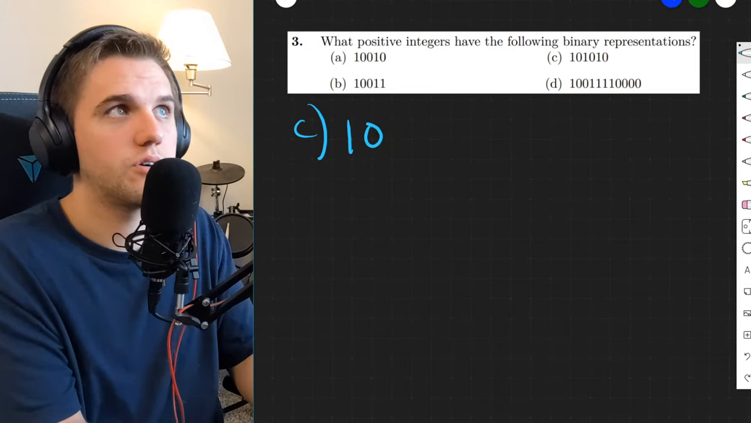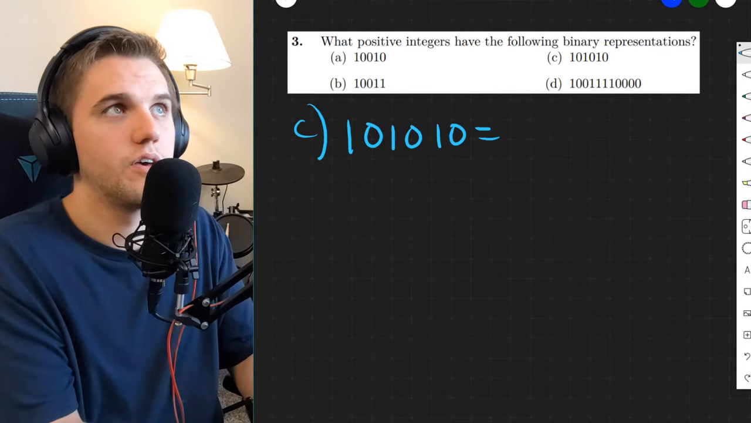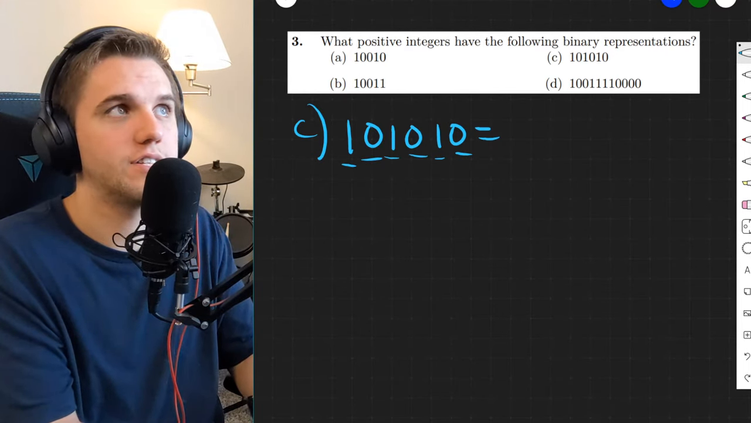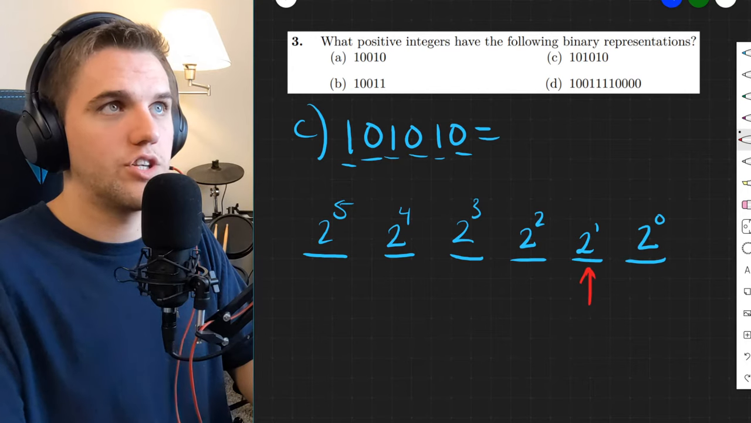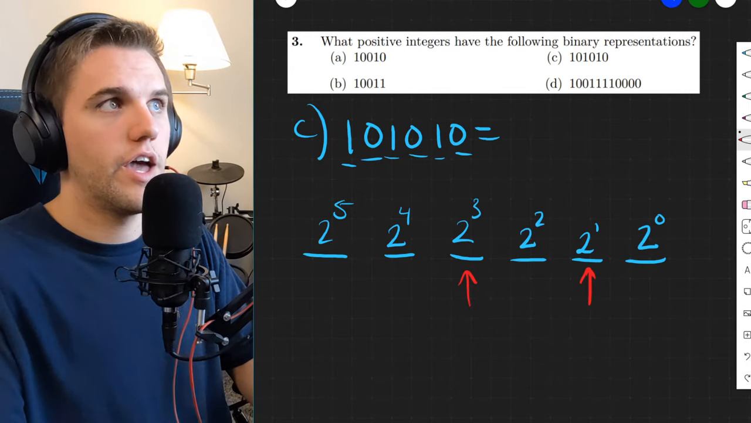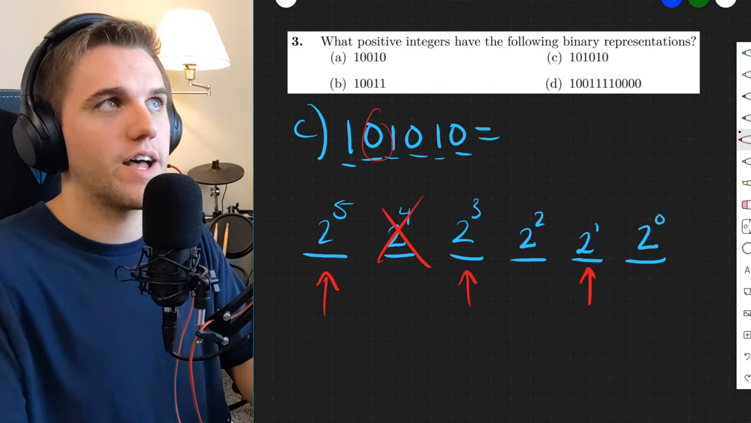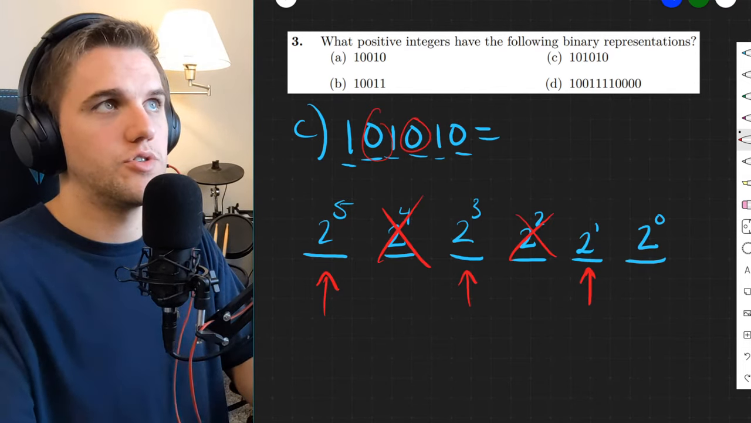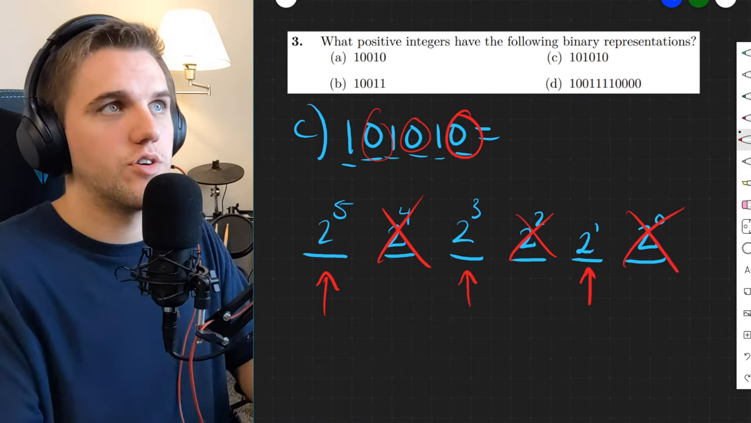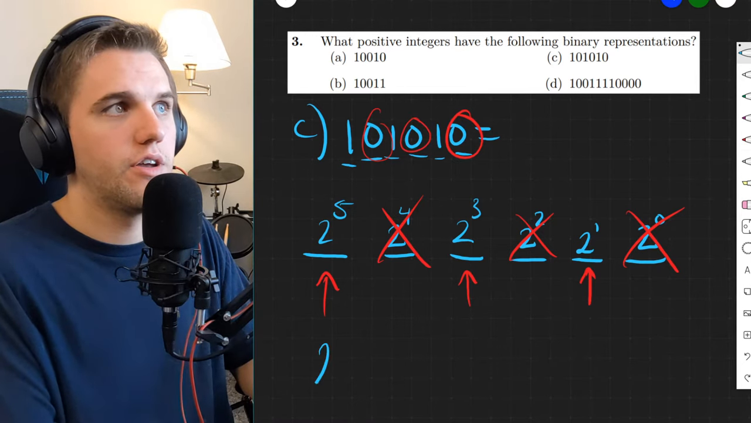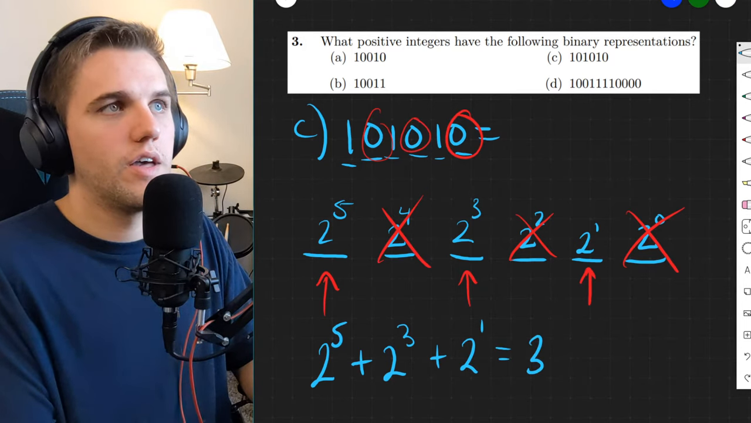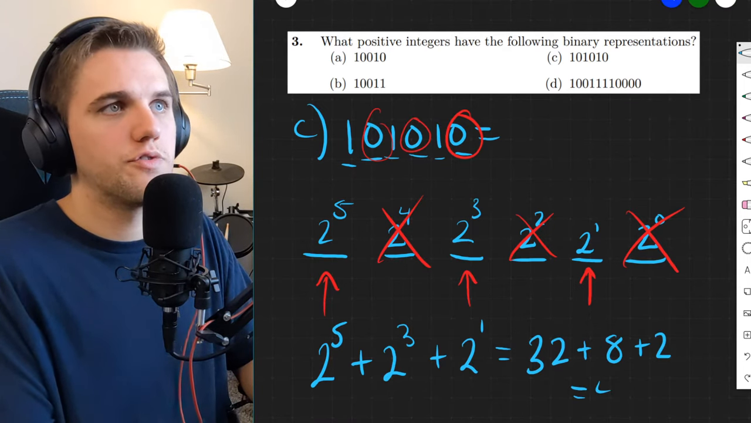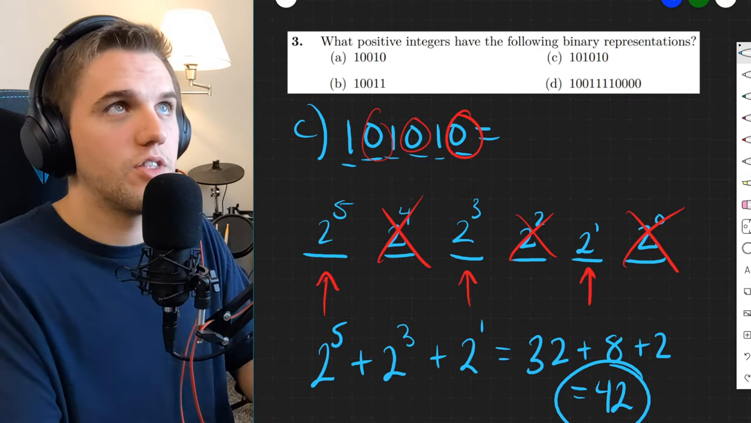Let's do part C, 101010. So now I have 1, 2, 3, 4, 5, 6 powers of 2. I don't want to add all of them. I just want to add 2 to the power of 1, 2 cubed, and 2 to the 5th power. I don't need 2 to the 4th power because of that 0. This 0 means I don't need 2 squared, and this 0 means I don't need 2 to the 0th power. So now I just add up all my terms here. 2 to the 5th plus 2 cubed plus 2 to the 1st power is 32 plus 8 plus 2, which is 42. So the answer to C is 42.